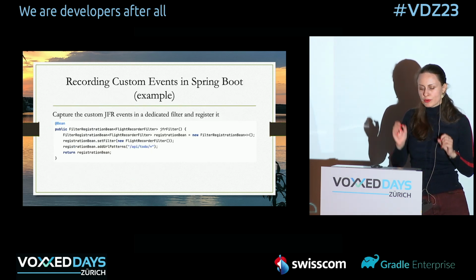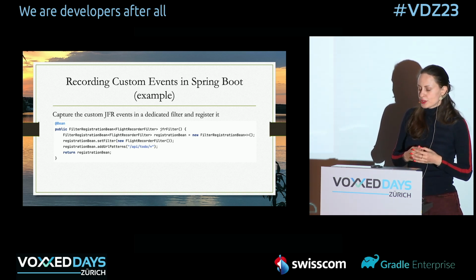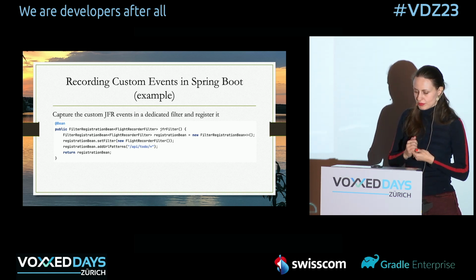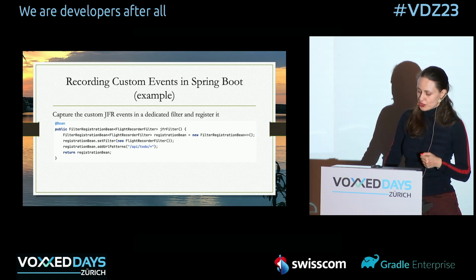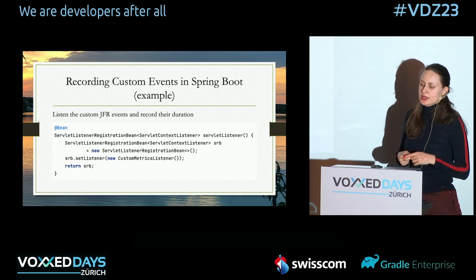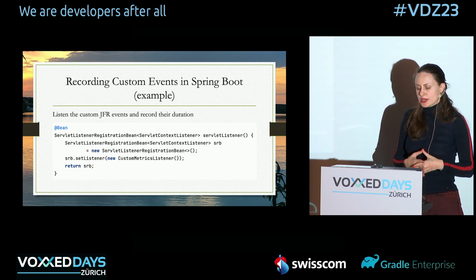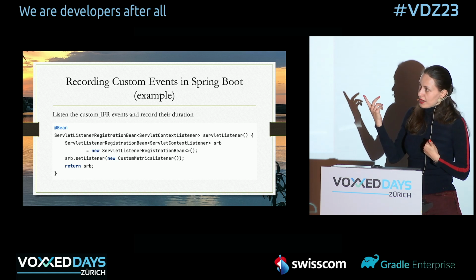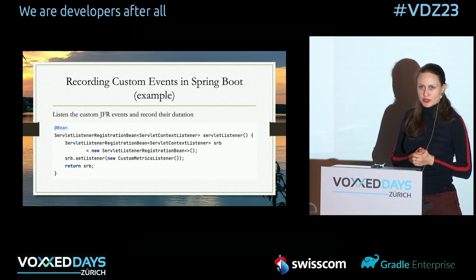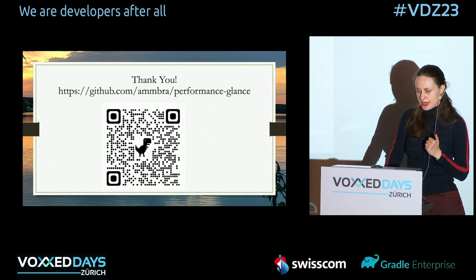Now, because I'm using a Spring Boot application, I used the flight recorder filter for my custom event settings. This recorder filter is added when my application is started. And of course, I'm listening to the custom JFR events and recording their duration via some metrics. I'm using a custom metrics listener for that. That's a servlet listener, where I'm gathering all the metrics that I need about my custom event. That was it.